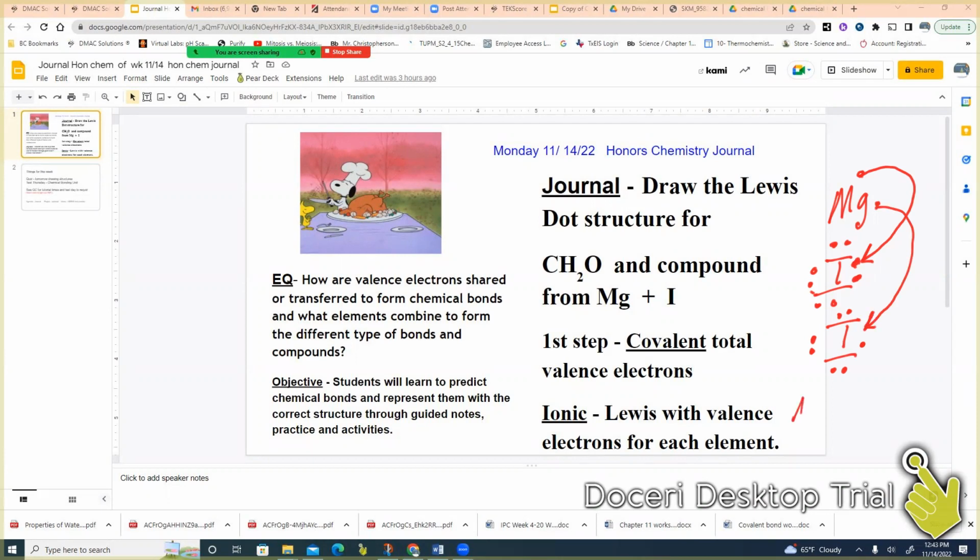My magnesium lost 2 electrons. And then each of my iodines gained 1 electron. So I have a positive 2 and a negative 2. So if it's an ionic compound, you need to be able to write the formula, which would be MgI2. And then if I name that, it would be magnesium iodide.